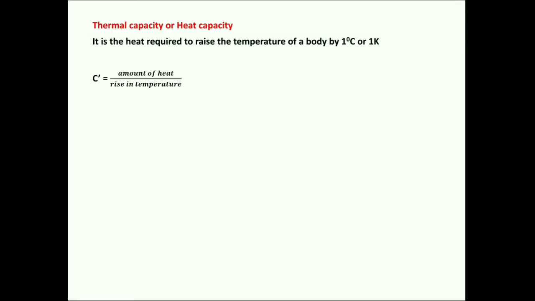so its symbol is C dash. Okay, the symbol for heat capacity is C dash and its formula is C dash equals amount of heat divided by rise in temperature. C dash equals amount of heat by rise in temperature. So it will be not numerical, but its expression will be C dash equals Q by change in temperature.